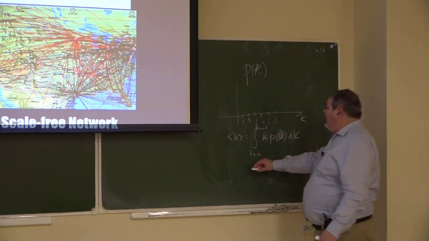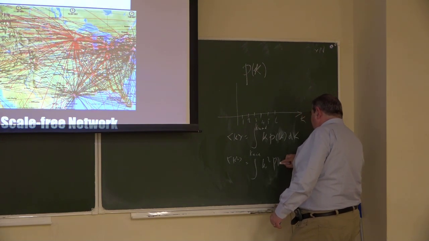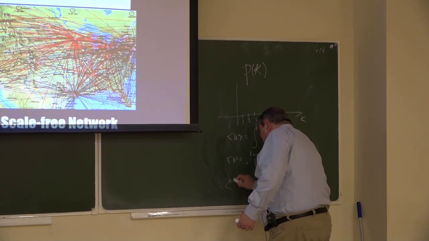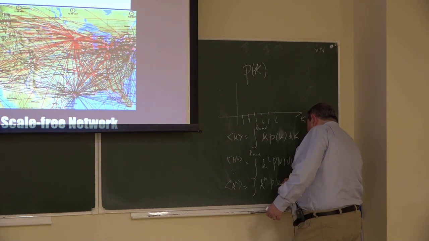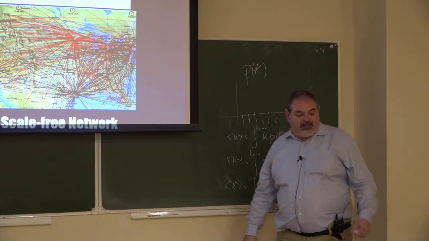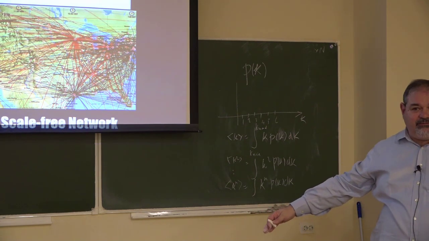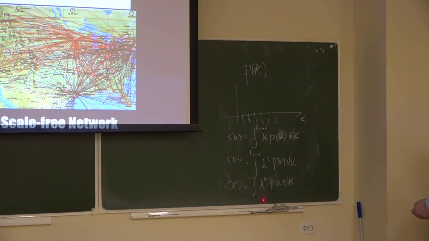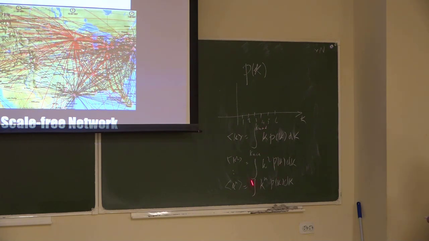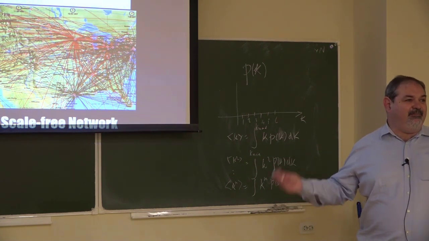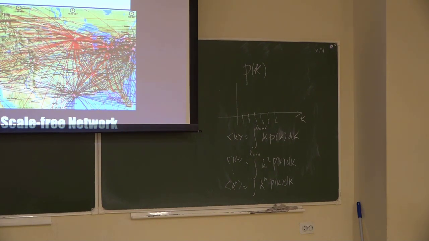Correct? Then you have the fluctuations, which are the integral of k squared, pk, dk, and in general, the nth moment is the integral of k to the power n, pk, dk. You understand that if pk has exponential behavior, whatever the power of k, the exponential is taking everything. So all these integrals are very well defined, and you can describe to any level of description you want your very nice distribution. Okay?